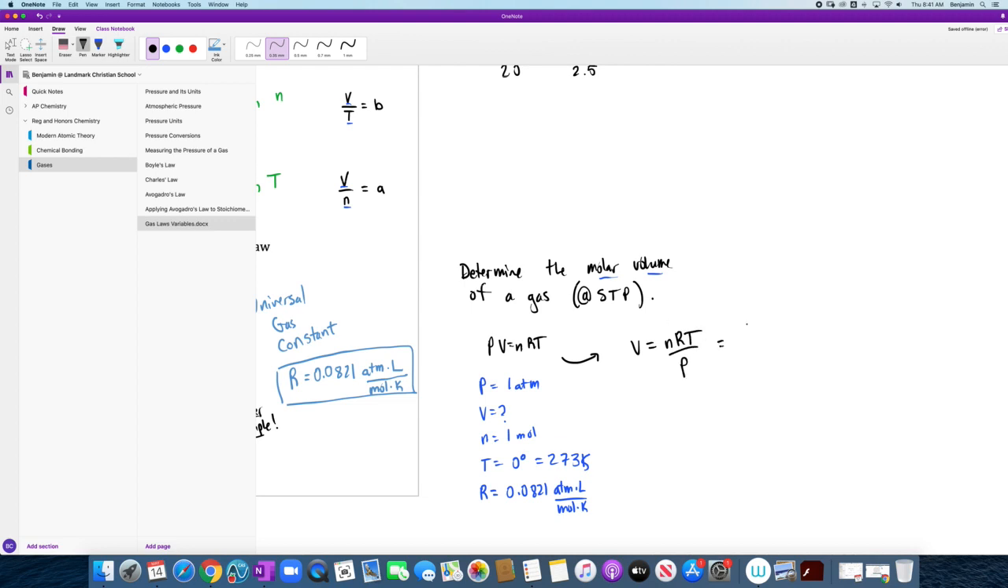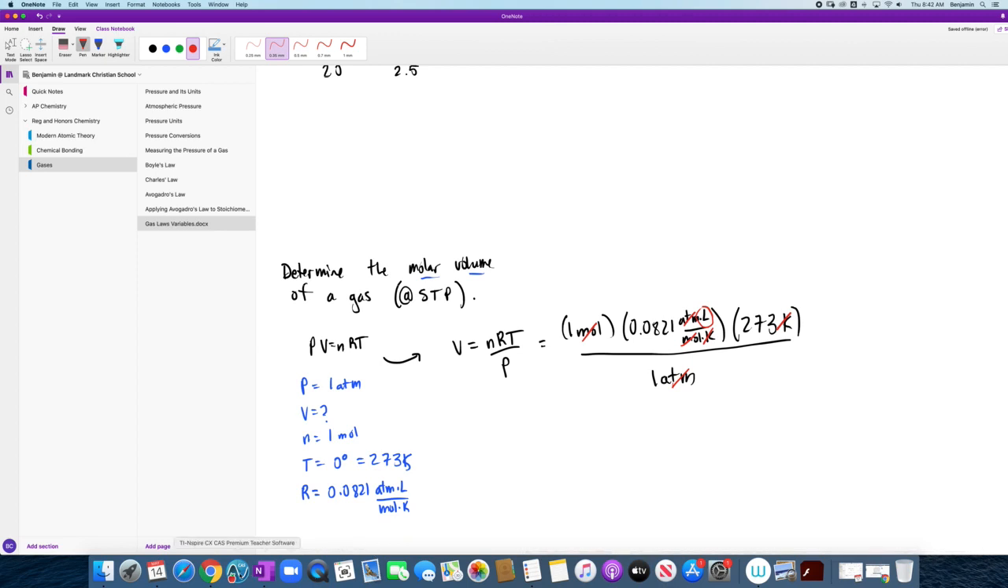And so 1 mole of any type of gas times the universal gas constant with its units, kind of some funny units, atmospheres liters over moles and Kelvin. Temperature in Kelvin is 273, standard temperature, divided by 1 atmosphere. Okay, so watch what happens with the units, by the way. Atmospheres divide out. Kelvin divides out. Moles divides out. And we're left with liters right there.